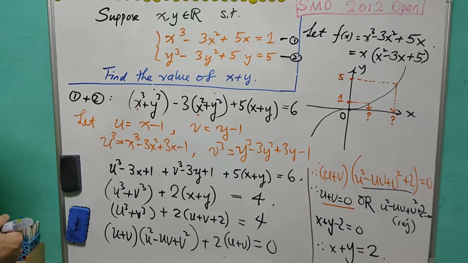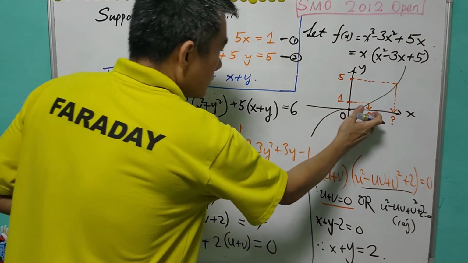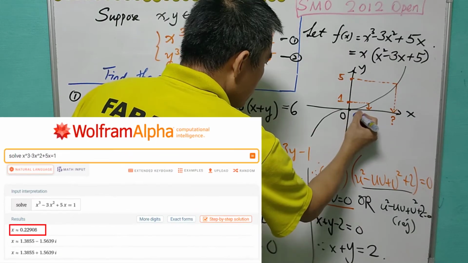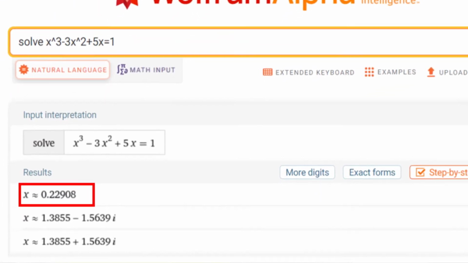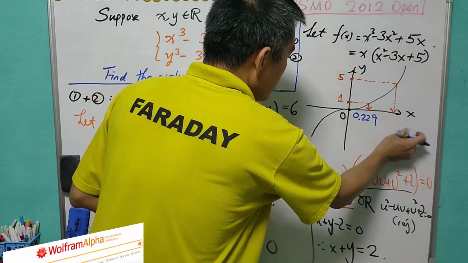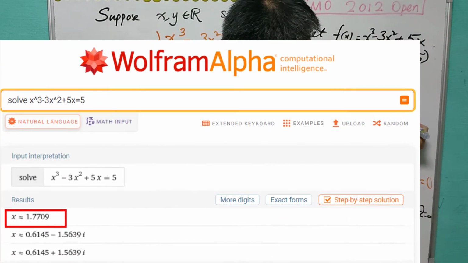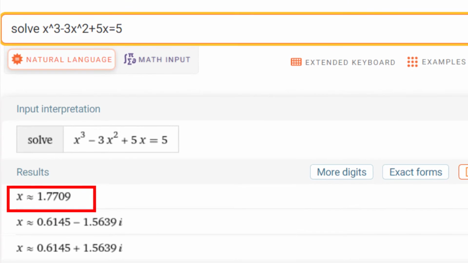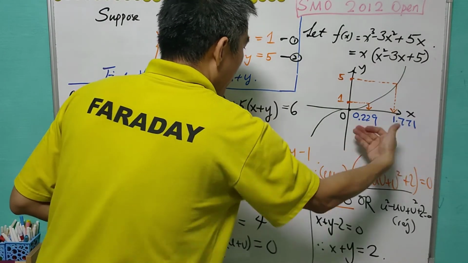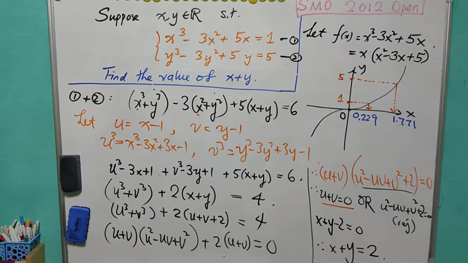Just for information, using Wolfram Alpha, we will know that this is 0.229. And the other one is actually equal to 1.771. These two are approximate values, and the sum is equal to 2.